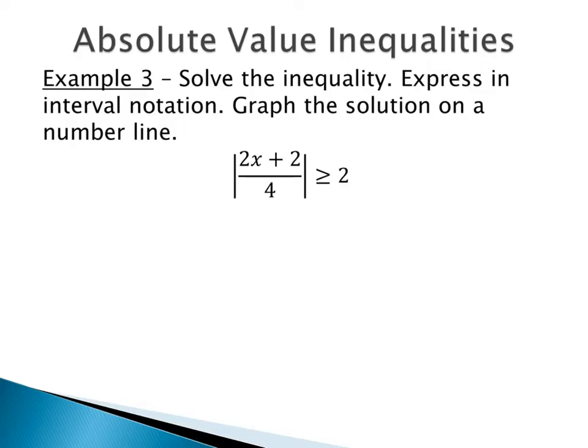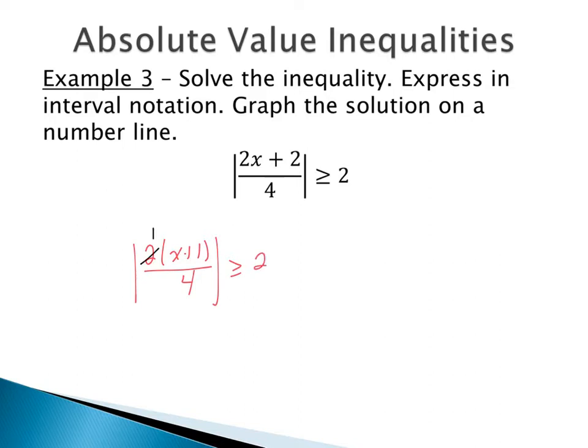So one last problem dealing with absolute value inequalities. Here we have the absolute value of 2x plus 2 over 4 is greater than or equal to 2. So our first step would be to try to simplify the inside. So the only way that I could try to simplify this would be to factor out a 2. So if I factored out a 2, I would be left with the absolute value of 2 times x plus 1 all over 4 is greater than or equal to 2.